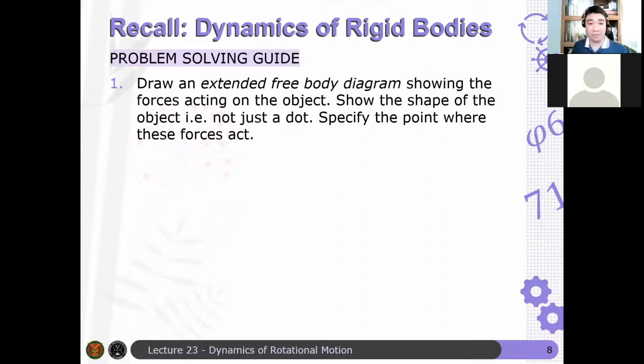So again, we first draw an extended free body diagram showing the shape of the object and the forces, the point where the forces act. Importante again now is kung saan nag-act yung mga forces. Okay, do not forget that. Hindi, sa particle, it will always act on the single dot. For rigid bodies, it will act at different points on the rigid body, depende. Please check kung anong forces yung mag-act dyan at kung saan siya magpo-point.